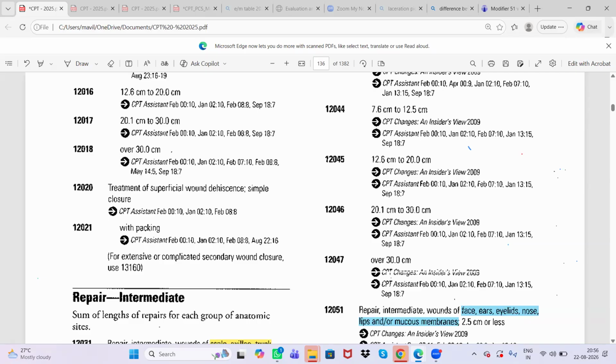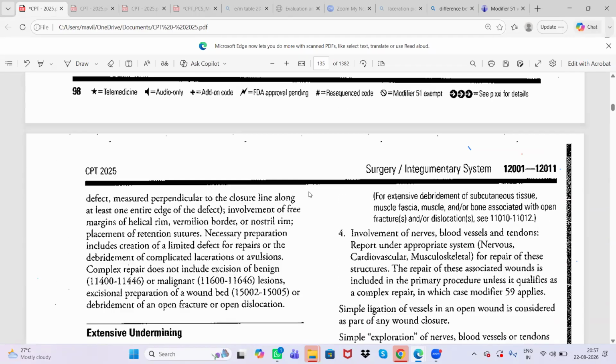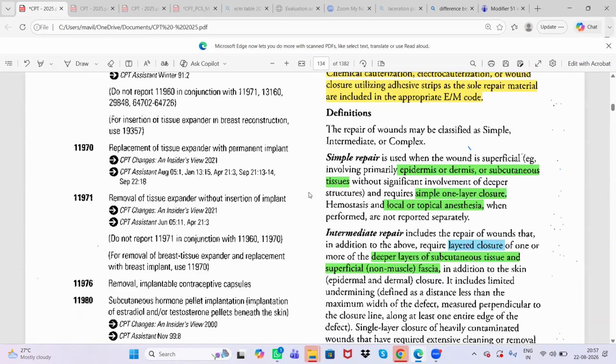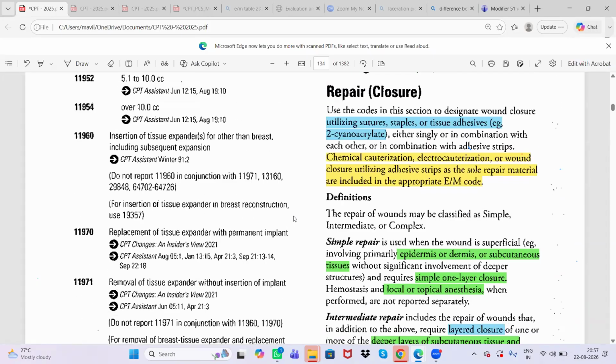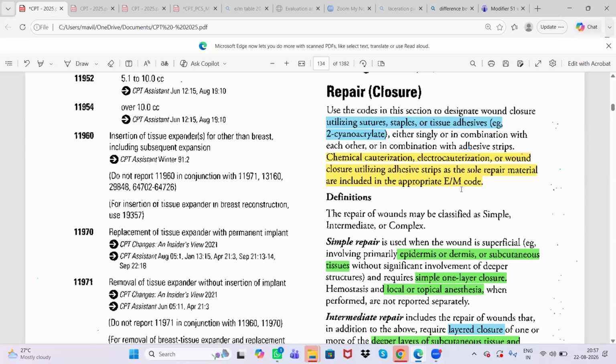I have mentioned tissue adhesive. Tissue adhesives will be coded under the repair only. Adhesive strips will be considered under the E/M code. We should not code the repair. So tissue adhesive is included in repair, yes, we can consider it and code it as a repair only. Adhesive strips you should not consider under repair, and you have to code E/M. Okay, ma'am.